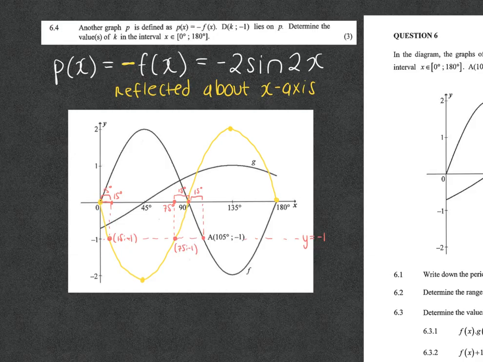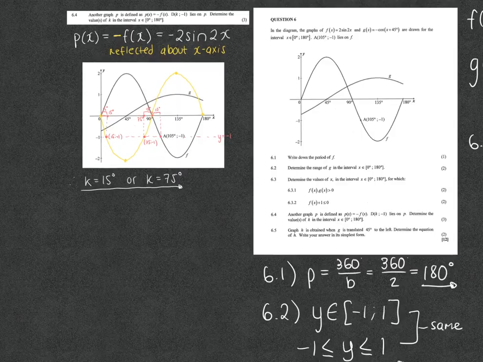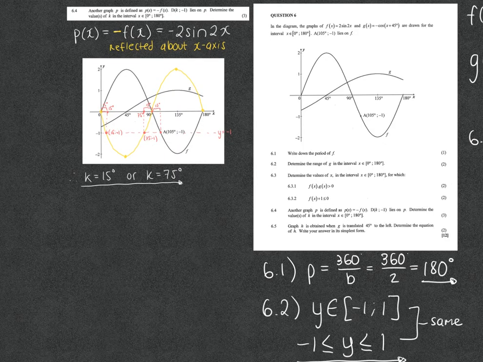The question asked me to determine the values of k in the interval where D has a y coordinate of minus 1. So there are 2 of them. Therefore, k must equal 15 degrees, or k would equal 75 degrees. Those are the x values that have y coordinates of minus 1 for the new graph. Okay, and that is how you see that. Good. 6.5, last question for this question.